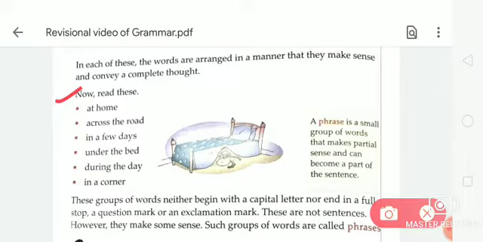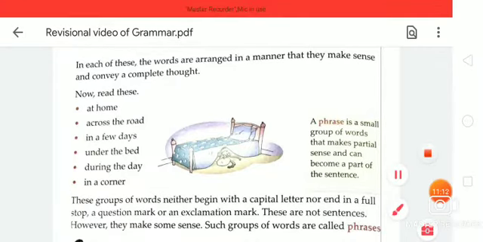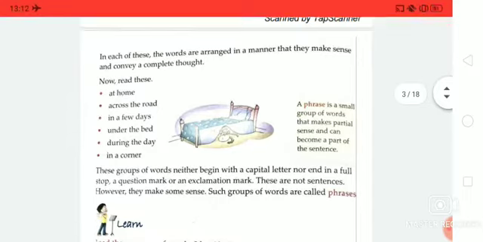So these groups of words neither begin with a capital letter nor end with a full stop, a question mark or an exclamation mark. These are not sentences. However, they make some sense. Such groups of words are called phrases. Okay, it is a very important difference between sentence and phrase. The first difference: a sentence begins with a capital letter, but a phrase doesn't begin with a capital letter. Second, a sentence ends with a full stop, but a phrase doesn't end with a full stop, question mark or exclamation mark. Okay students, and a sentence makes complete sense but a phrase doesn't.